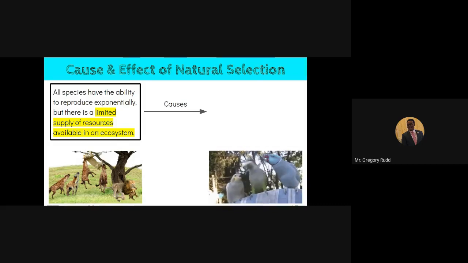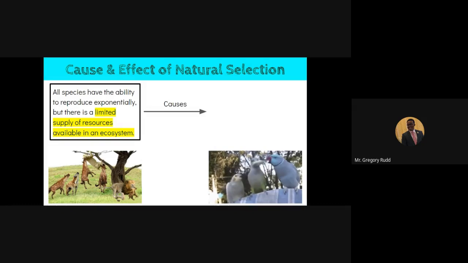So you, of course, should be writing down the highlighted sections of these slides. So yes, species can, in fact, reproduce exponentially. But there's a limited amount of resources available in the ecosystem.